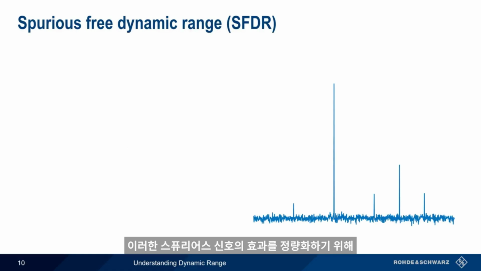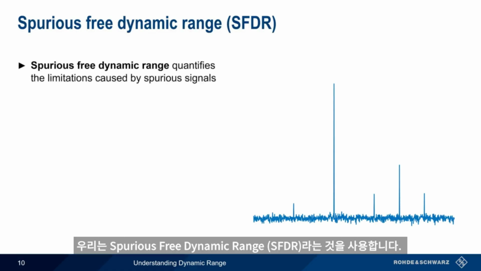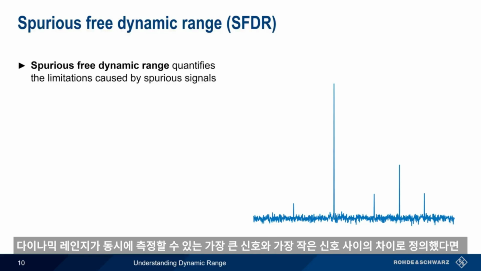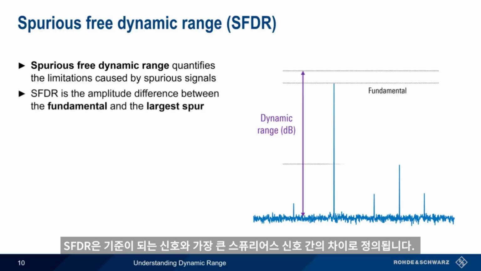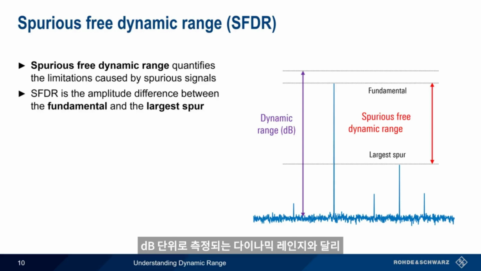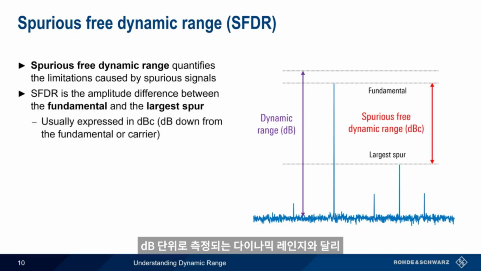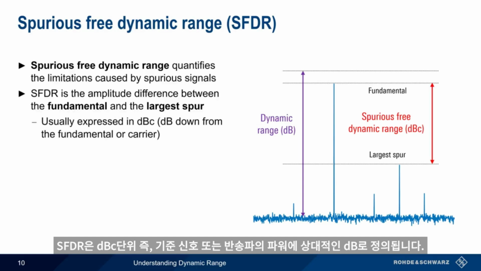To quantify the effect of these spurious signals, we use something called Spurious Free Dynamic Range. Recall that we define dynamic range as the distance between the largest and smallest signals that can be measured accurately and simultaneously. Spurious free dynamic range is defined as the difference between the fundamental signal and the largest spurious signal. Unlike dynamic range, which is measured in dB, spurious free dynamic range in spectrum analyzers is reported in units of dBc, that is, dB relative to the power of the fundamental or carrier.